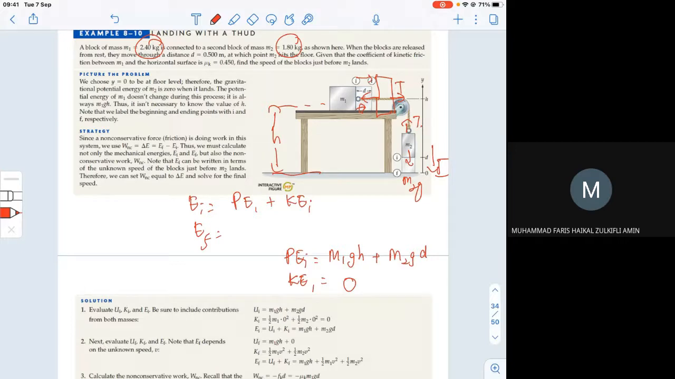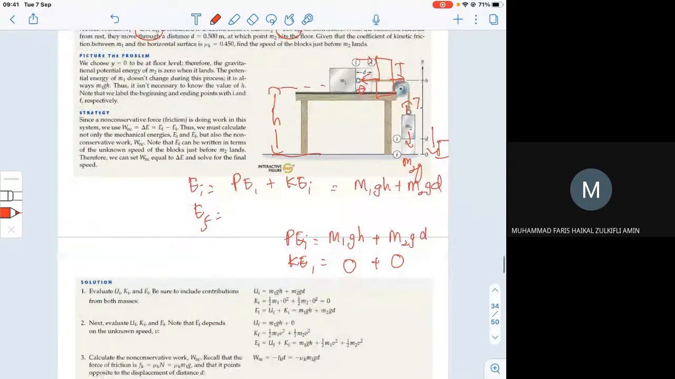Okay, untuk M2 pun kosong sebab dua-dua tak bergerak mula-mula. So untuk PE, untuk E yang ini adalah M1gh plus M2gh. Ini dia buat gantian ini just nak memudahkan kamu faham lah. And then bila dia release, when it releases, the M2 will go down, will touch the ground. M2 akan jatuh ke bawah.